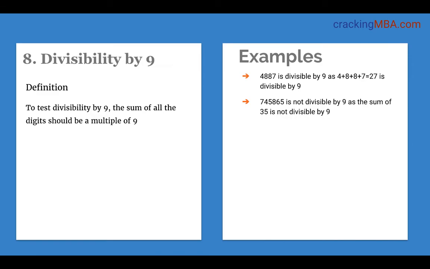Divisibility by 9, just like we saw for 3, requires the sum of all the digits to be a multiple of 9. So 4887 is divisible by 9 because 4 plus 8 plus 8 plus 7 is 27, and that is divisible by 9. 745865 is not divisible because the sum is not divisible by 9.